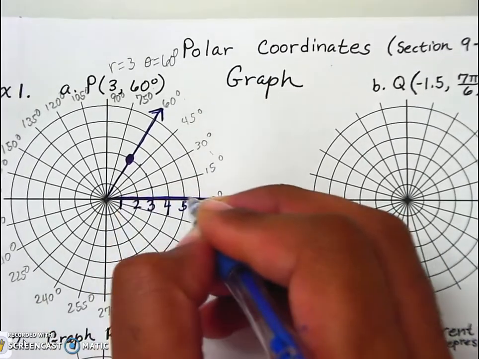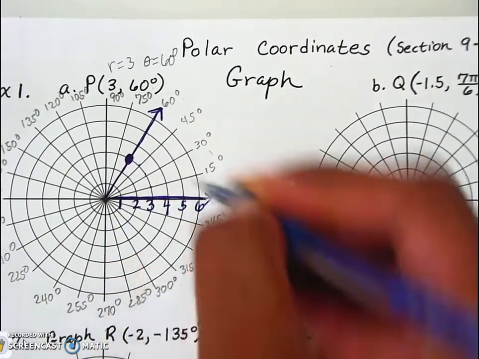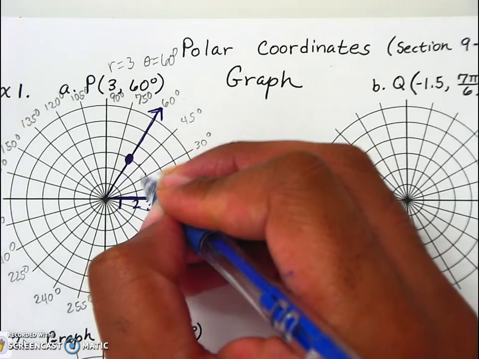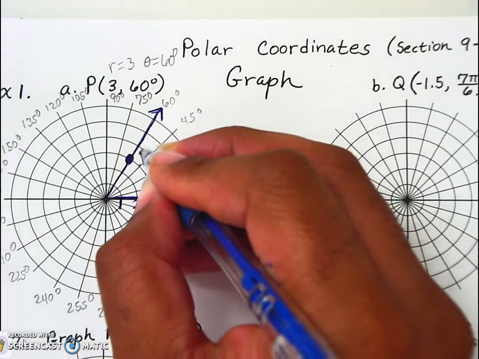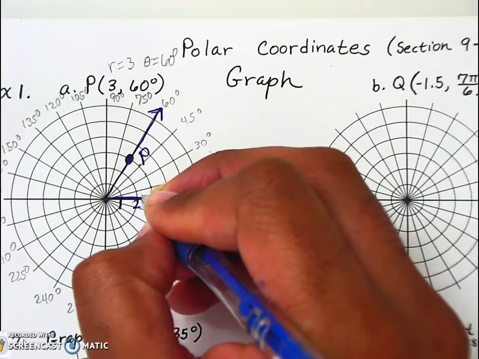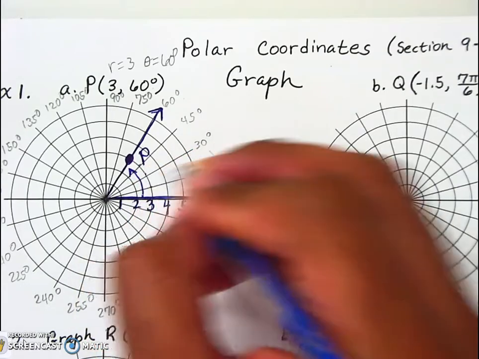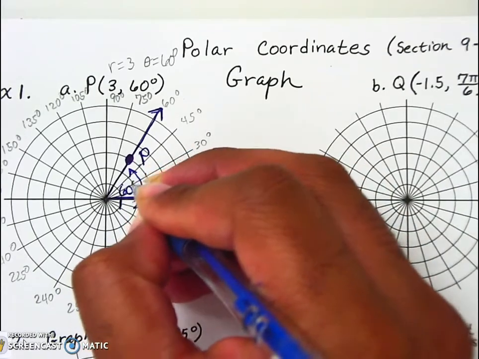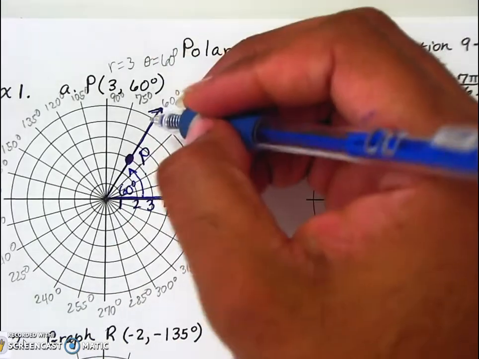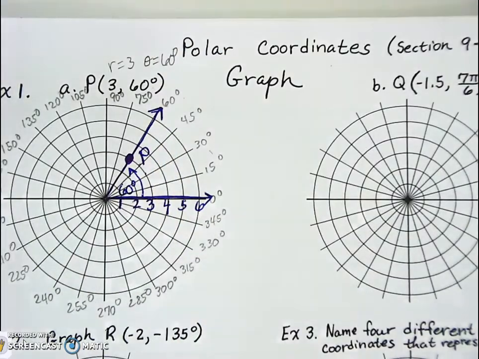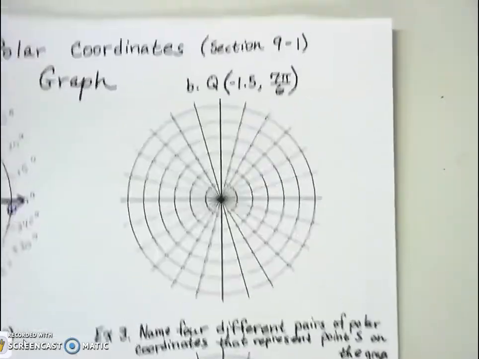Draw this, do the polar axis also, and say this is P. Right through here, and that's 60 degrees. All right, and that's it. That's your ray. Okay, so not hard, right? That's not bad. All right, so then let's go to part B.